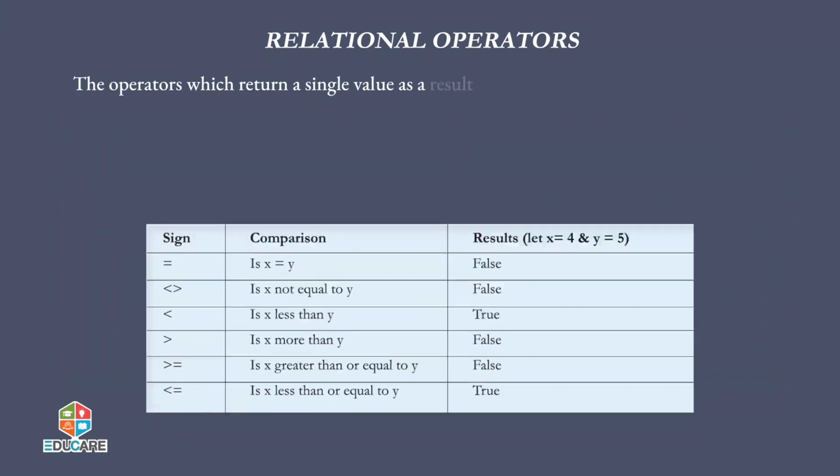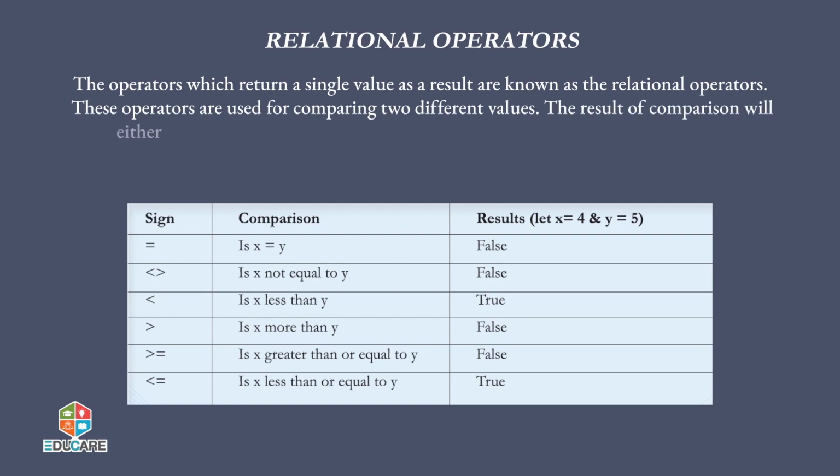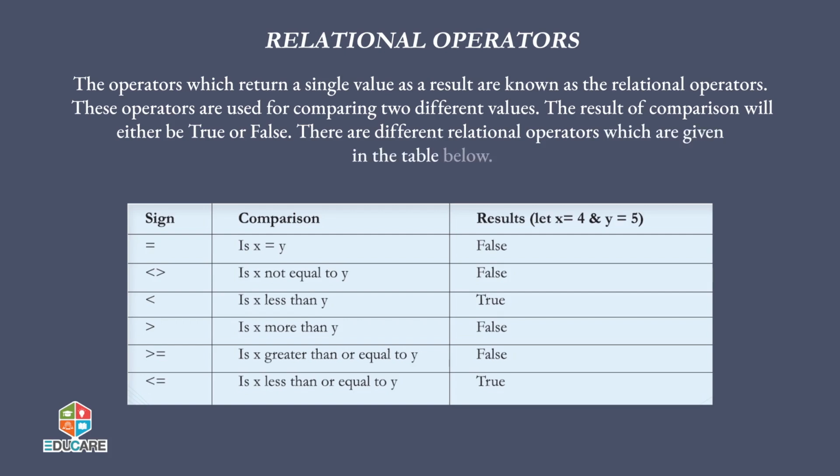Relational operators. The operators which return a single value as a result are known as the relational operators. These operators are used for comparing two different values. The result of comparison will either be true or false. There are different relational operators which are given in the table below. Sign, comparison, results. Let x equal to 4 and y equal to 5.